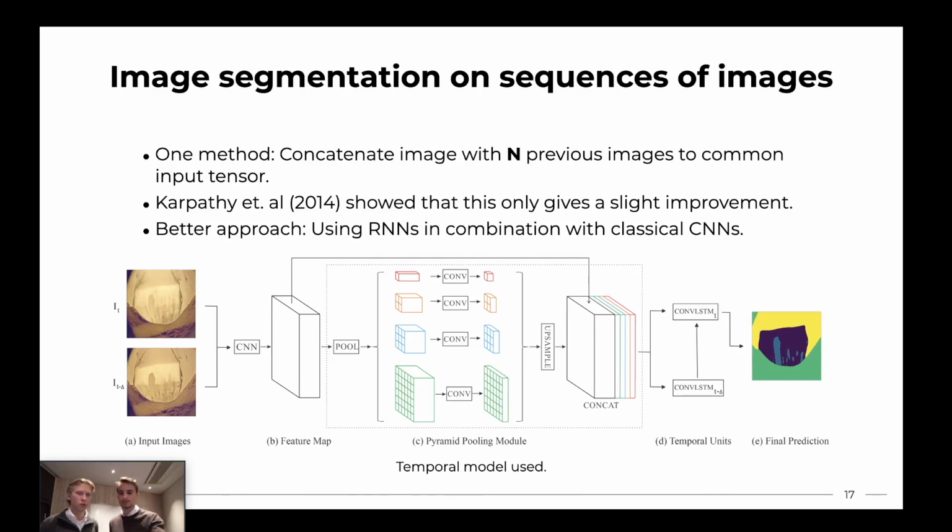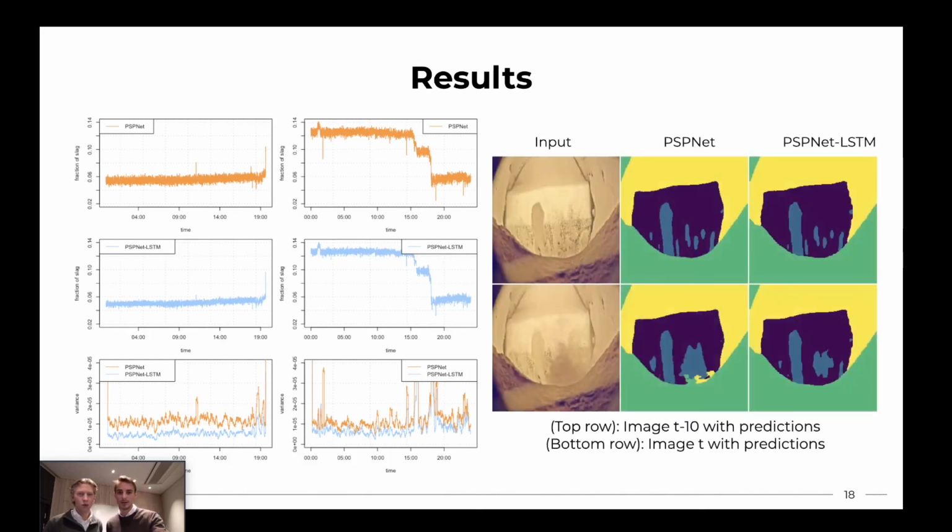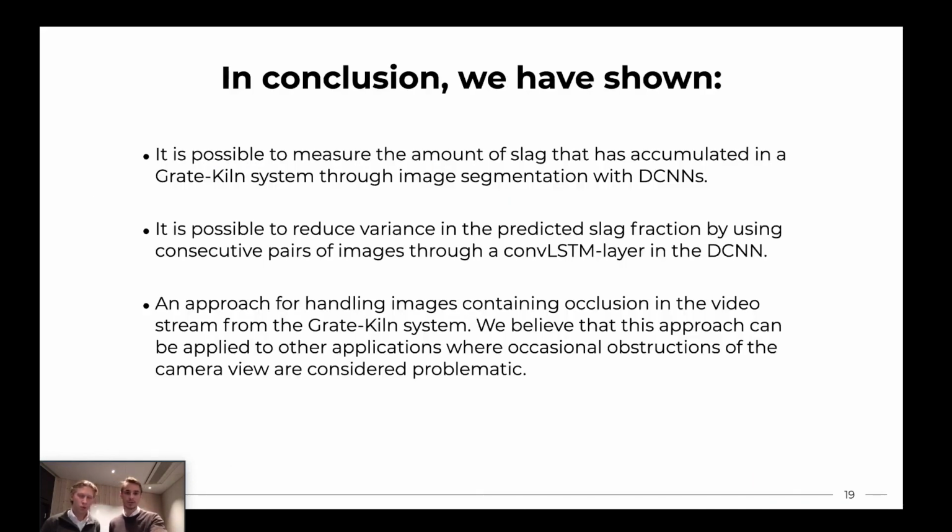By doing this, we could utilize the information from the hidden state of the previous image and produce a better prediction. And the results we see here: the orange line represents the ordinary PSPNet and the blue line the PSPNet with an LSTM layer. We can see that the blue line has much lower variance, and these spikes aren't as apparent as for the single frame model. We looked into the same picture as we showed previously, and we saw that the PSPNet with an LSTM layer actually could predict areas of slag behind the smoke, due to the fact that it could utilize the information from the previously captured image, which was really interesting for a production setting.